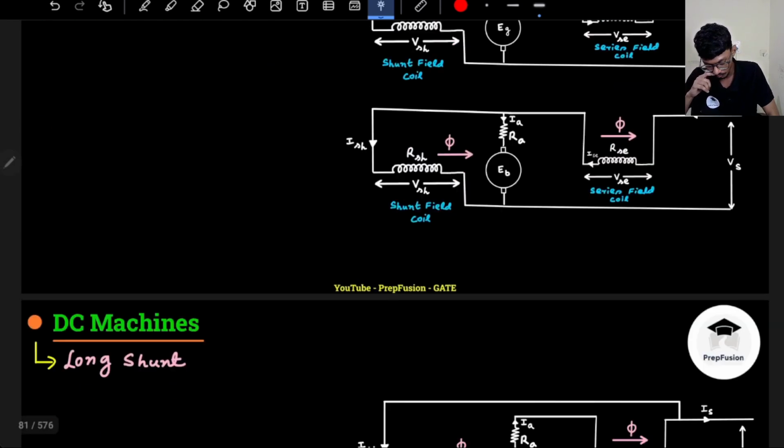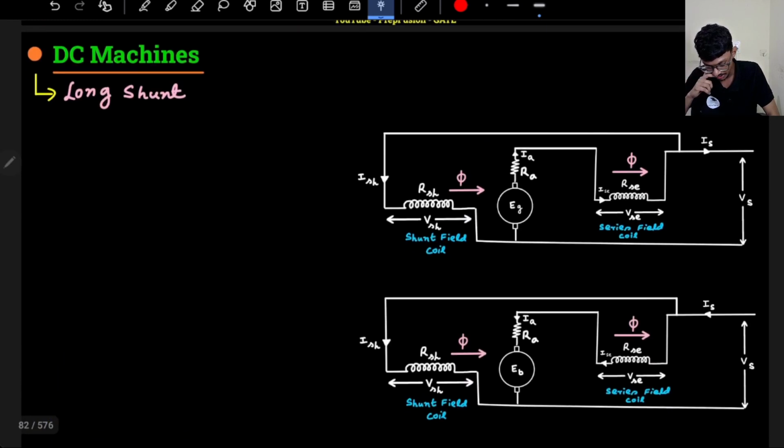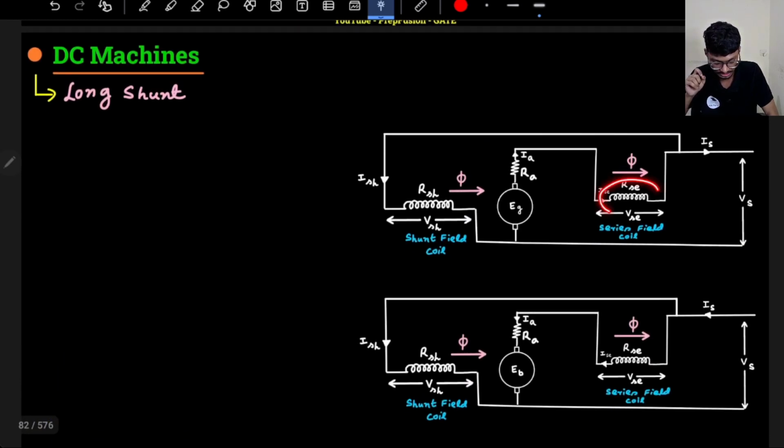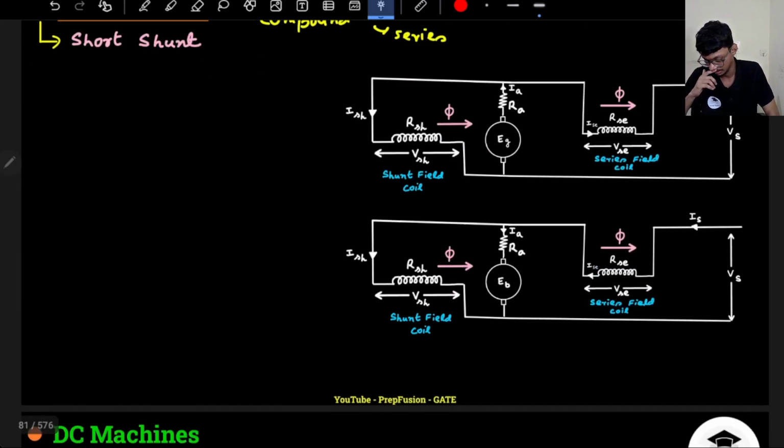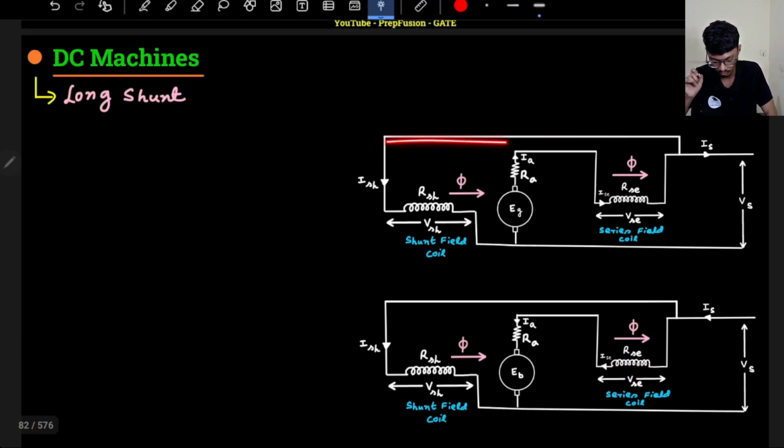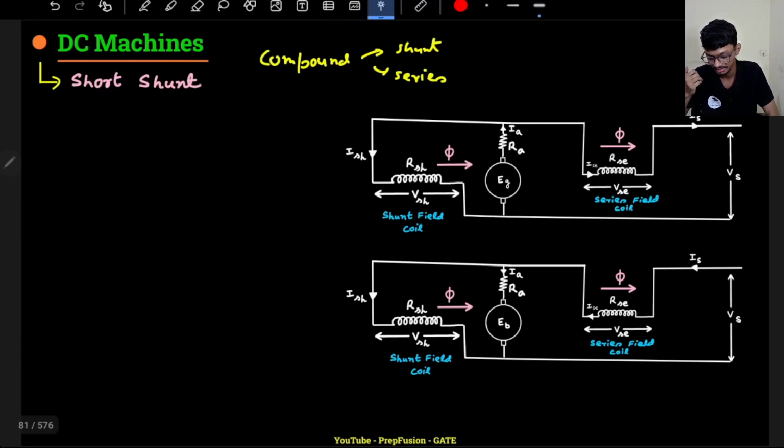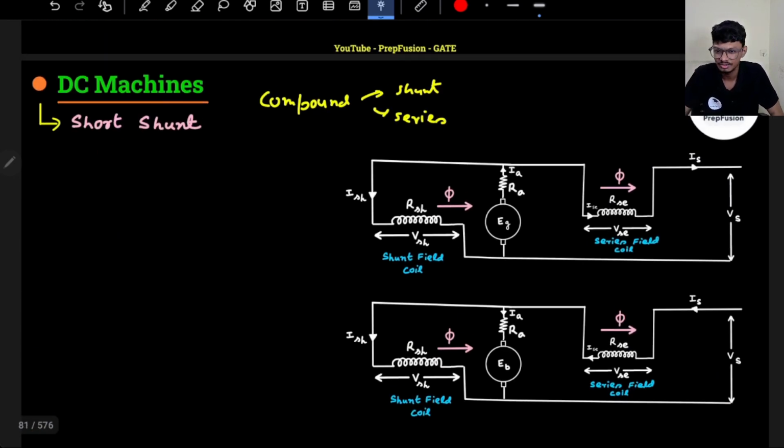And what is a long shunt? Long shunt is where the series field winding is directly connected in series with the armature, and the shunt is connected not directly in parallel with the armature, but in parallel with the combination of the series winding and the armature. That is the difference. Long shunt means more wire is required here, that's why it is called long shunt. Again, KVL and KCL.